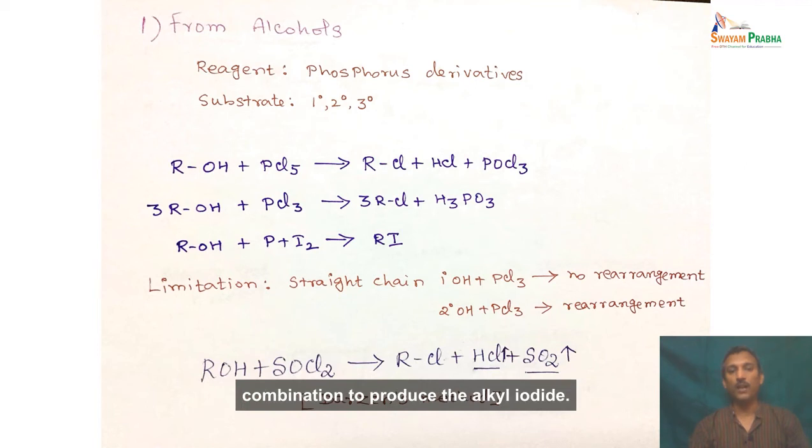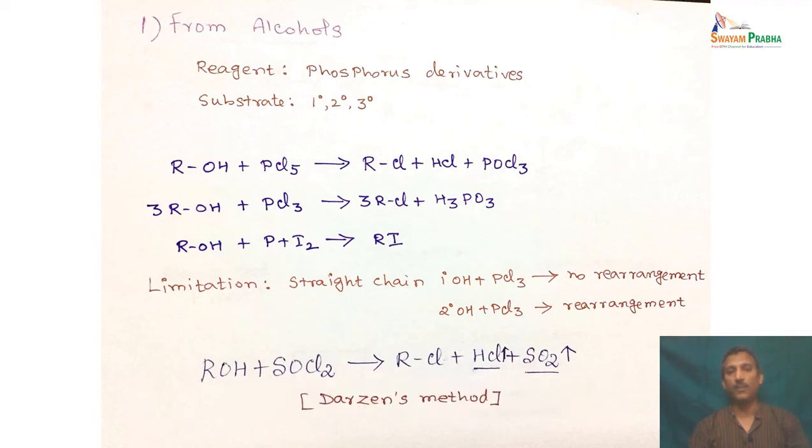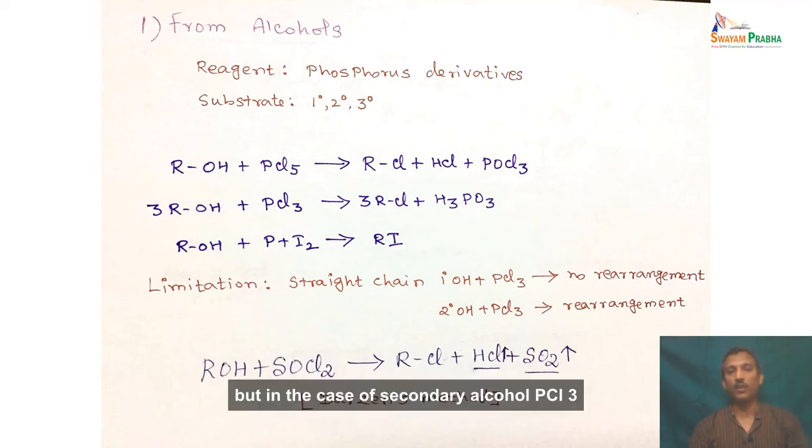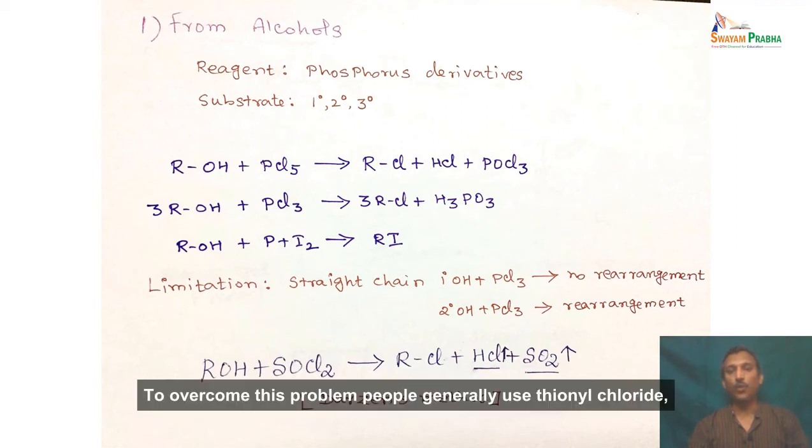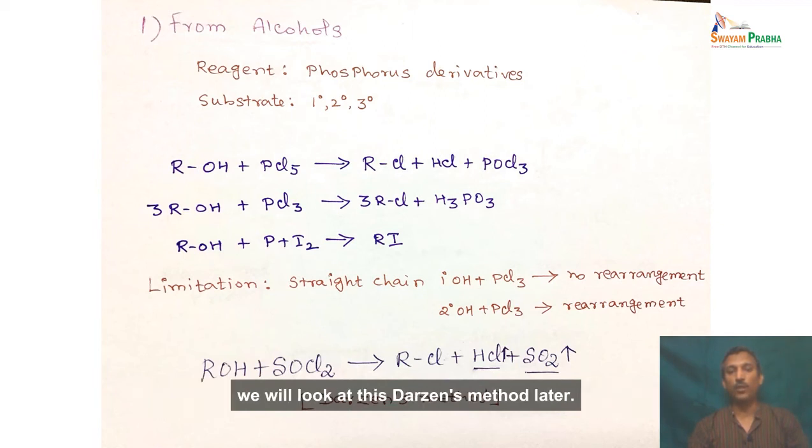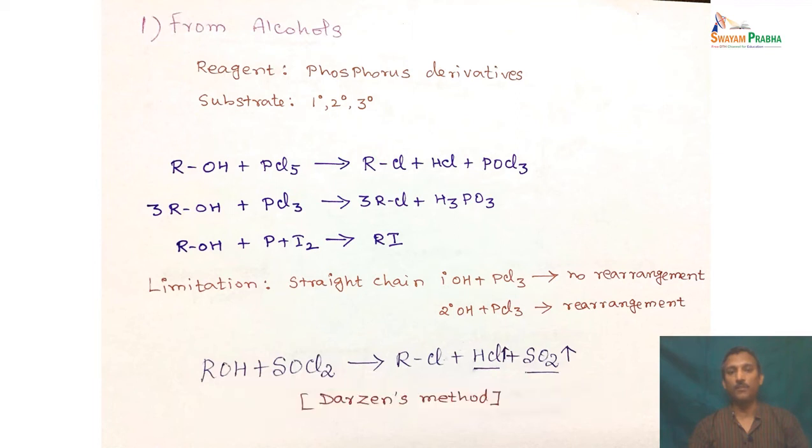produce the alkyl iodide. One of the limitations for this particular reaction is, in the case of straight chain primary alcohols, the PCl3 reaction does not give any rearrangement, but in the case of secondary alcohols, PCl3 reaction actually gives rearrangement. So this is one of the limitations of use of phosphorus trihalides for the preparation of alkyl halides. To overcome this problem, people generally use thionyl chloride. We will look at this Darzens' method later.